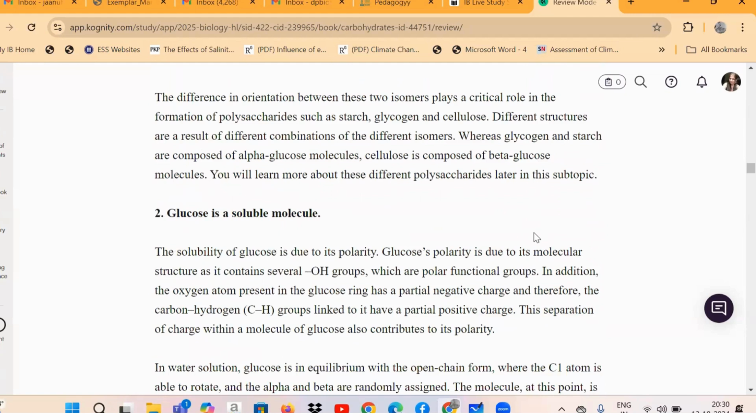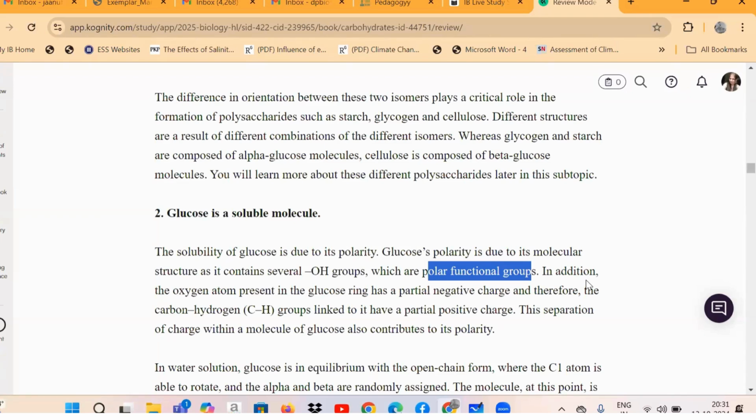Because when you're trying to break the bond, you require water. No, no. Glucose is a soluble molecule because of its polarity. So the solubility of glucose is due to its polarity. It contains many hydroxyl groups, which are polar functional groups. In addition, oxygen that is present in glucose has a partial negative charge and carbon has a partial positive charge, giving them polarity. So that nature enables them to be in the soluble form.